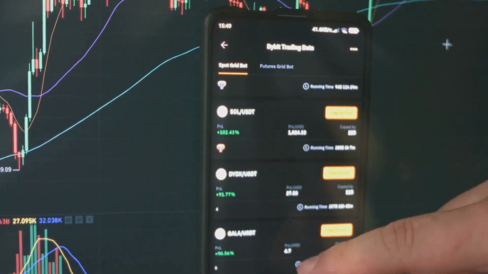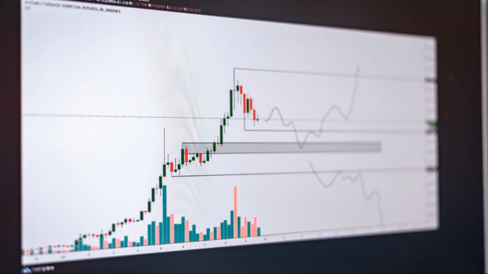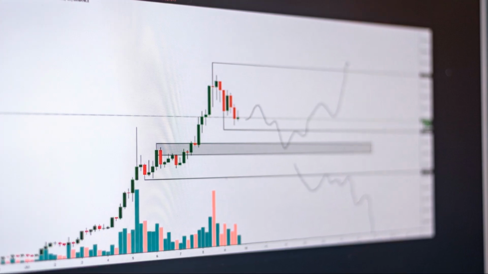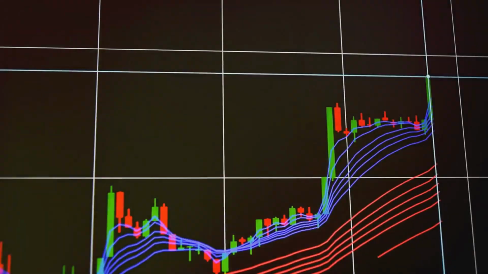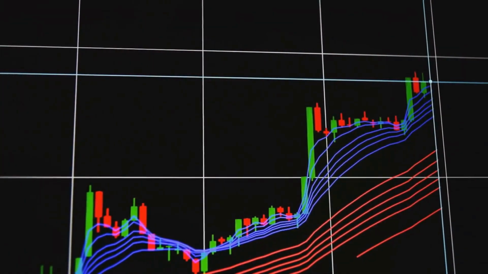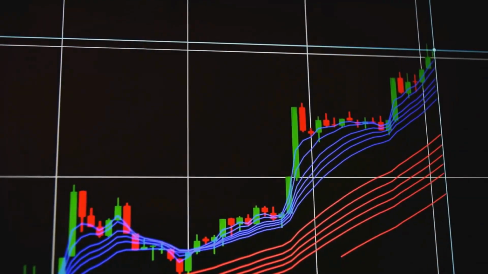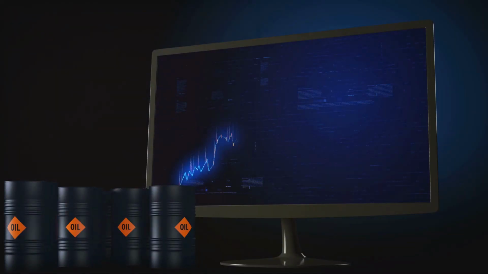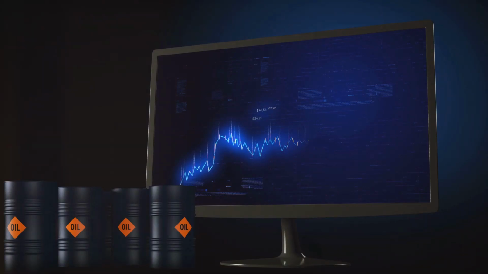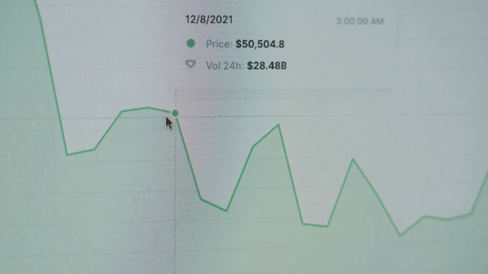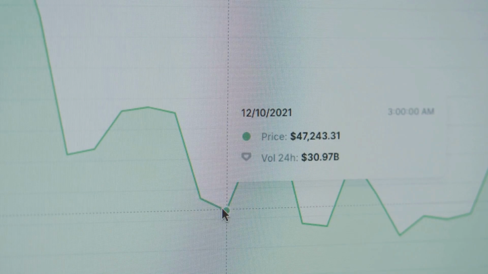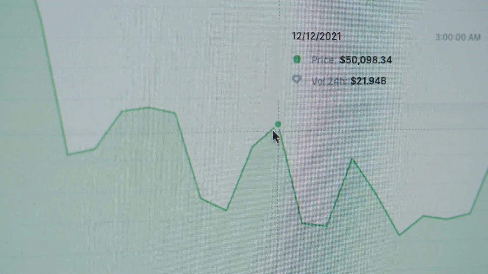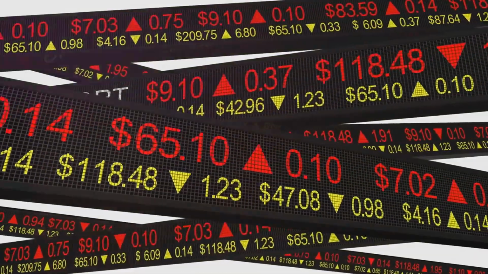Example strategies. First, the trend pullback strategy. In an uptrend, wait for the price to pull back to the middle band, the SMA. If the price bounces off the middle band and resumes rising toward the upper band, this can be an entry point. In a downtrend, wait for the price to rally toward the middle band. If it gets rejected and starts to drop back toward the lower band, this could be an opportunity to short.